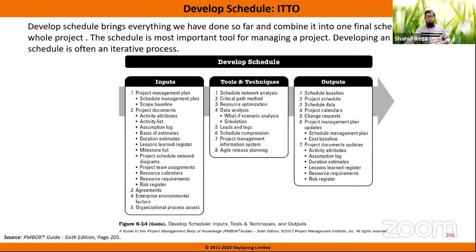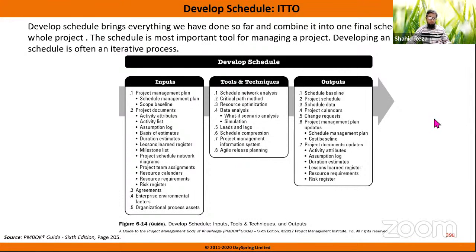Okay, so next process, and this is the final process of schedule chapter, develop schedule. That means all the preparation is already done. We have got activities, we have sequenced the activities, and we have also got the duration of all the activities. Now, the final process is to accumulate everything and prepare or develop the final schedule of the project.